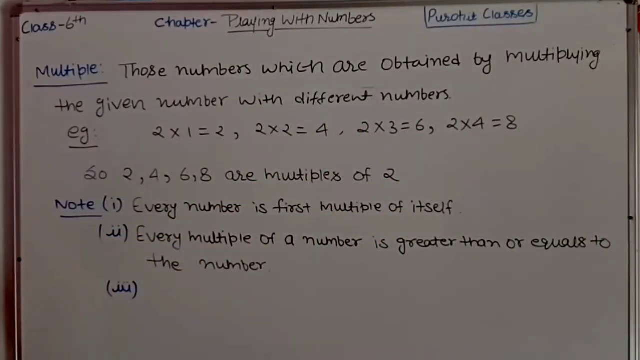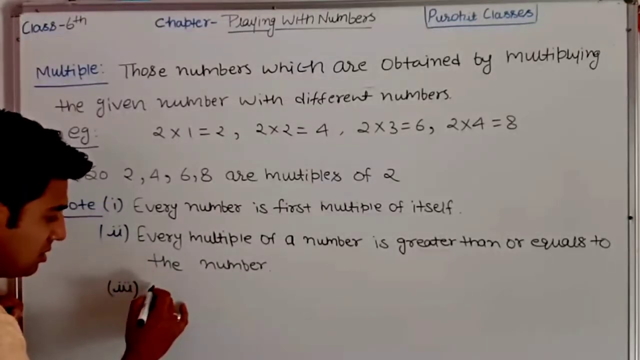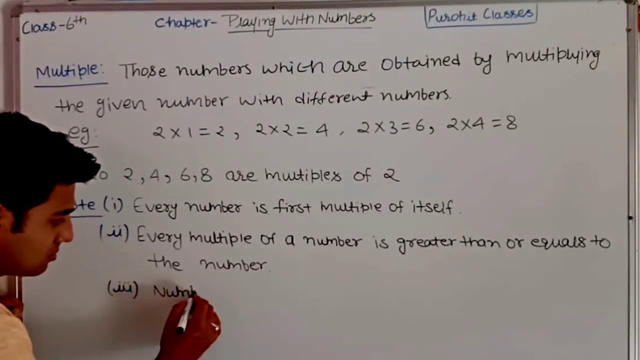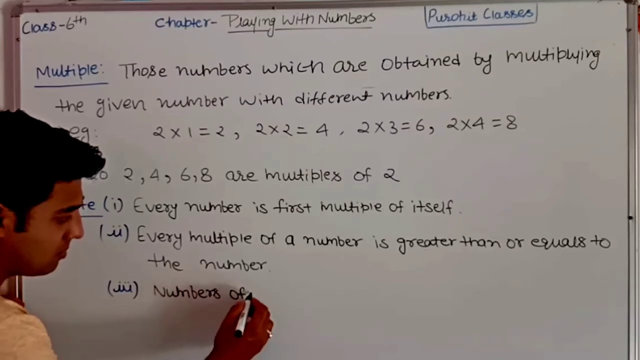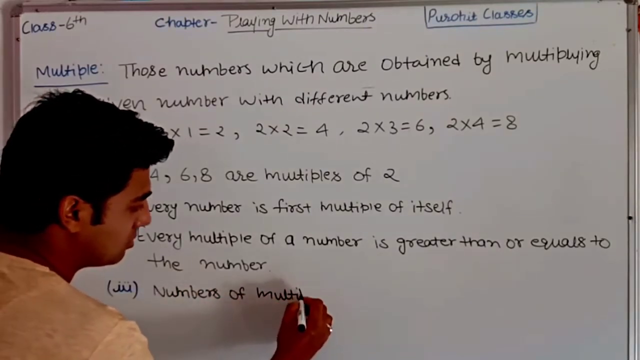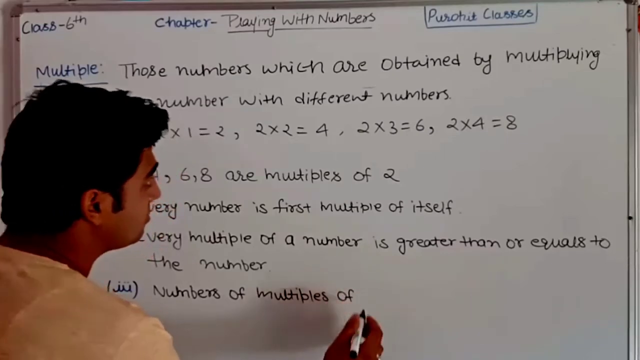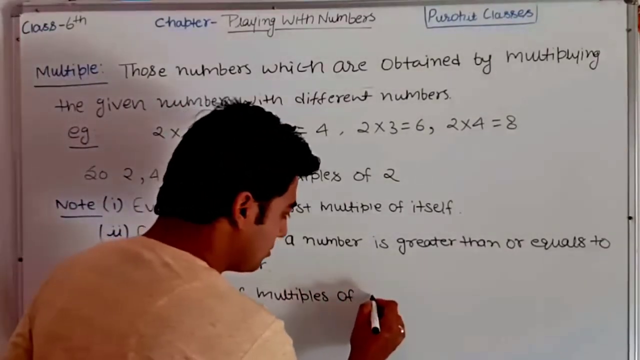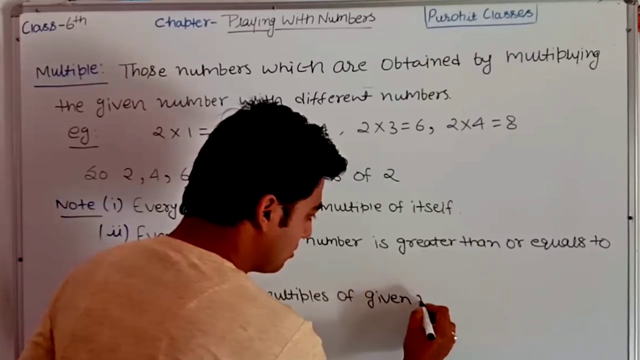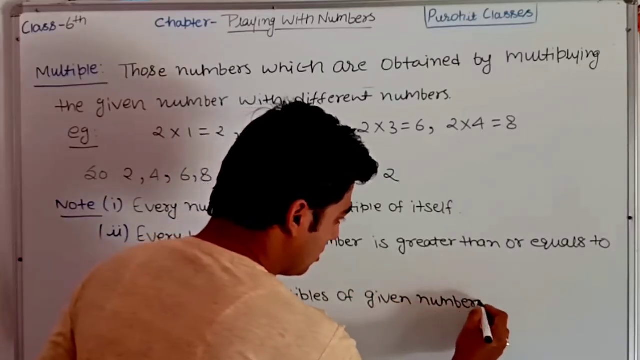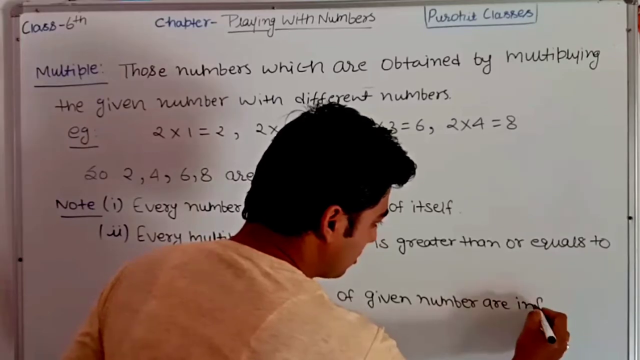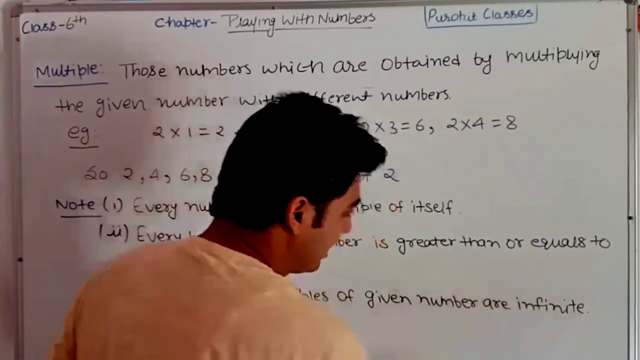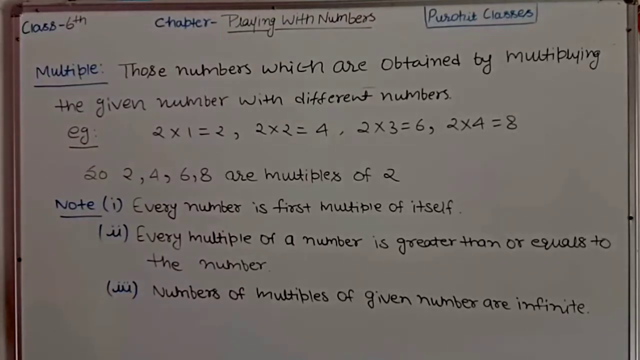So the number of multiples of a given number is infinite. We can write it: the number of multiples of a given number is infinite. Getting or not? Whereas factors are finite. Understood? Okay, so pause the video and note it down.